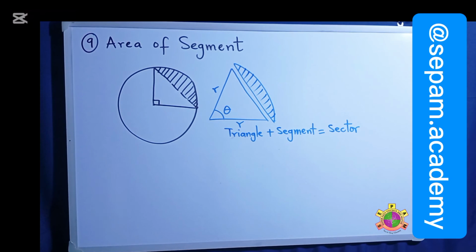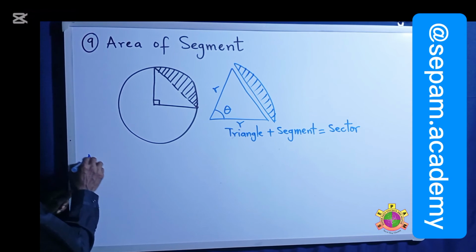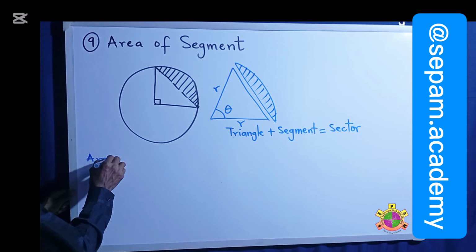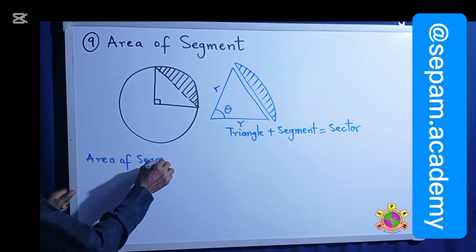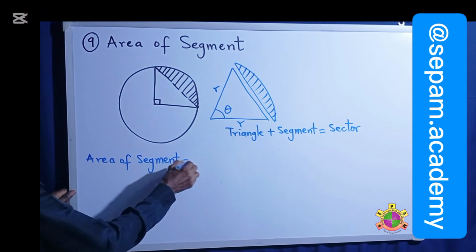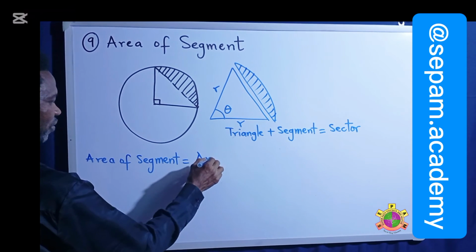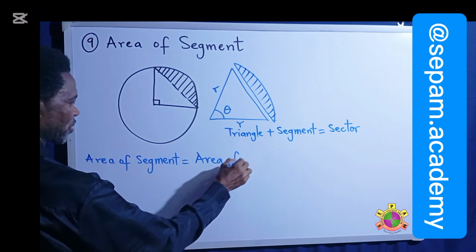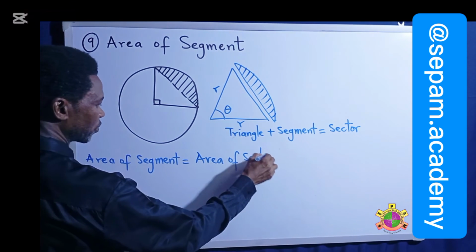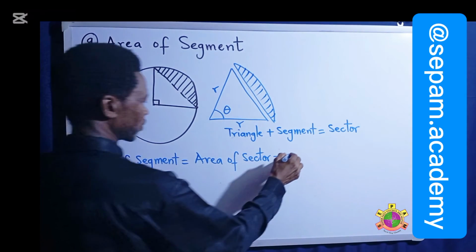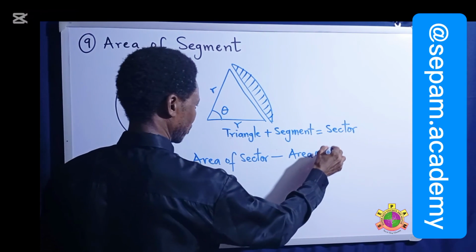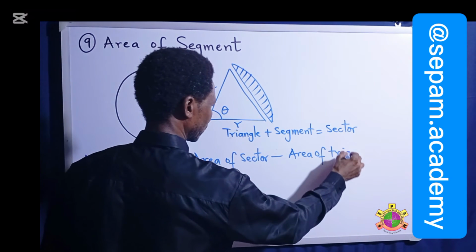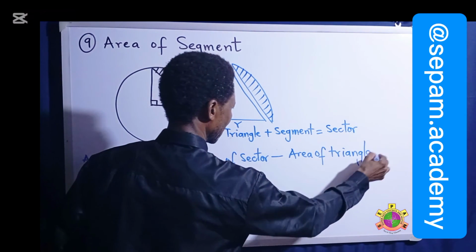So to get the area of the segment, the area of segment is equal to area of sector, take away area of triangle. So this is how we do it.